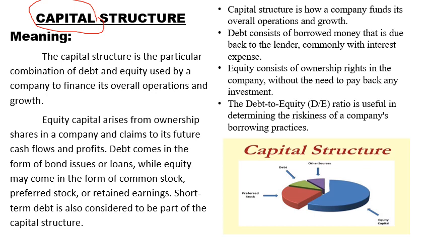So capital structure is the combination of debt and equity of a company, which shows the overall operations and the growth of the company. The ideal debt equity ratio is 2 is to 1, or the ideal capital structure or optimum capital structure should be in the ratio of 2 is to 1.